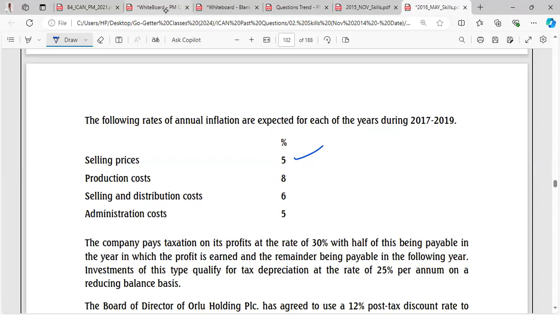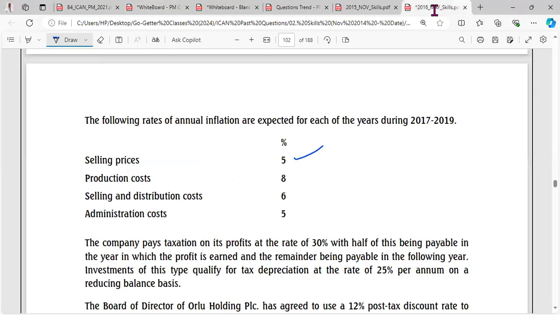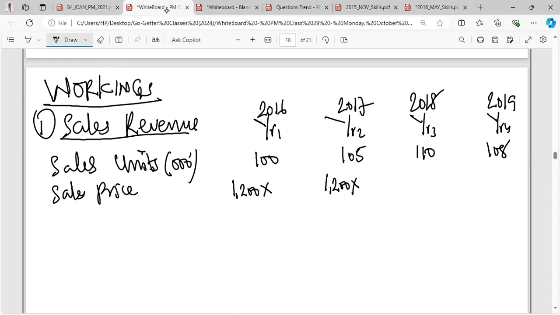So what do we do? That means here will be 1,200 times, what is inflation? 5%. How do we add 5%? We simply say 1.05. This 0.05 is 5%. This is 100% plus 5%. So that's it. So it means that 2018 is going to be higher than 2017 by 5%.